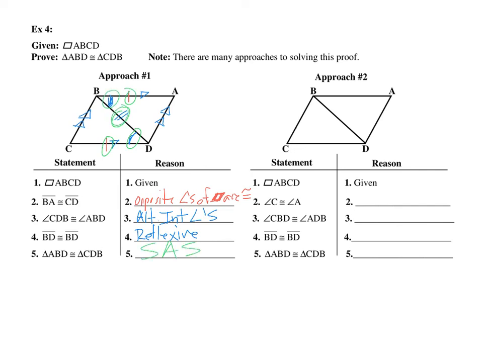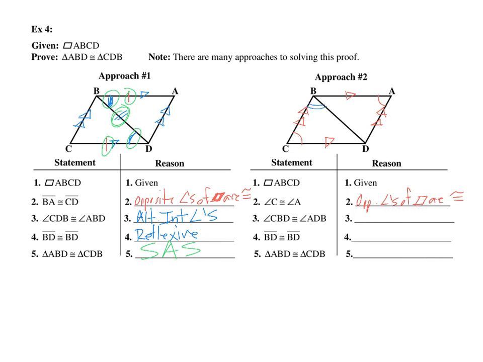There's another way to do the proof. Let's take a look at the other way. I'm told that this figure is a parallelogram. That's what I'm given, so I know this from the get-go. Opposite sides are parallel. Then it says angle C is congruent to angle A, so we're going to say opposite angles of a parallelogram are congruent.